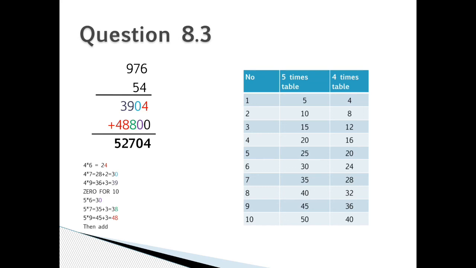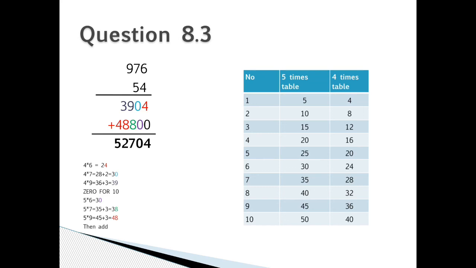5 times 1 is 5. 5 times 2 is 10. 5 times 3 is 15. 5 times 4 is 20. 5 times 5 is 25. 5 times 6 is 30. 5 times 7 is 35. 5 times 8 is 40. 5 times 9 is 45. And 5 times 10 is 50.